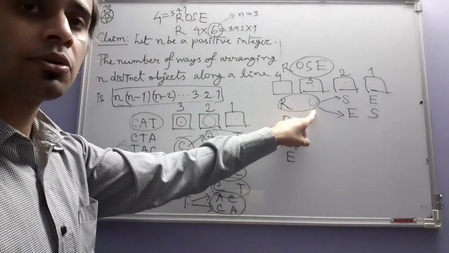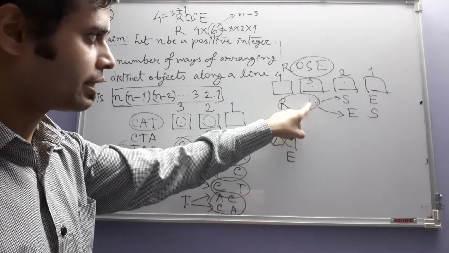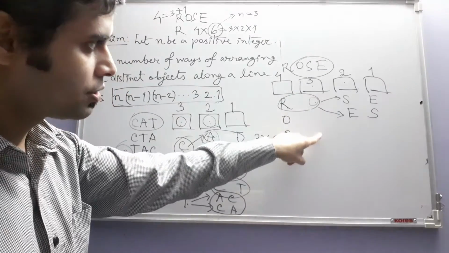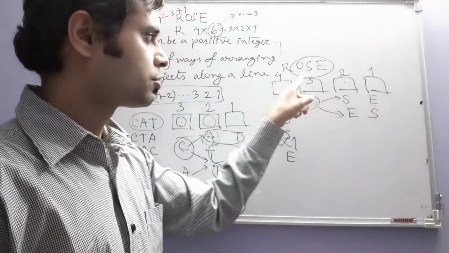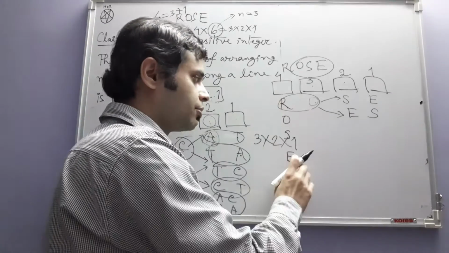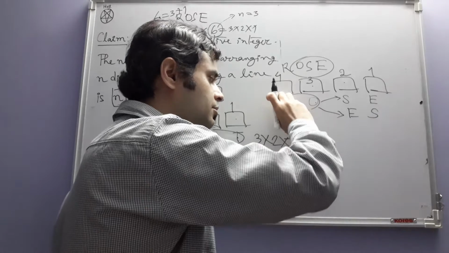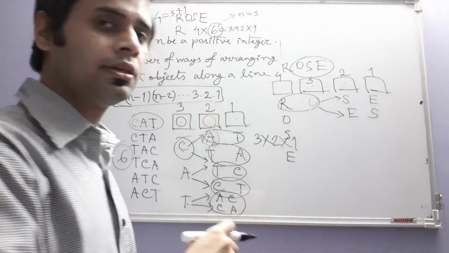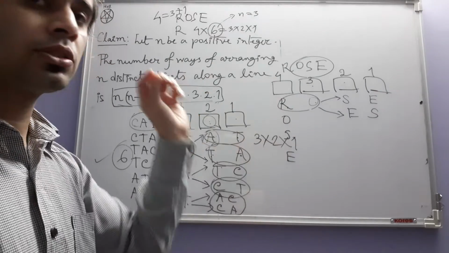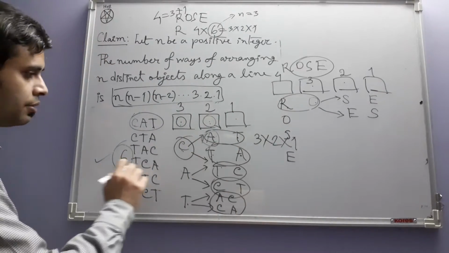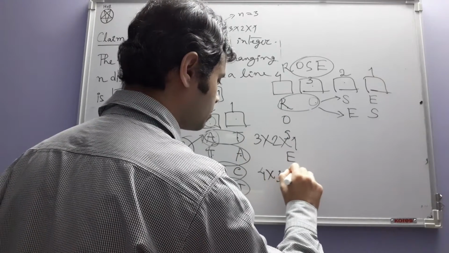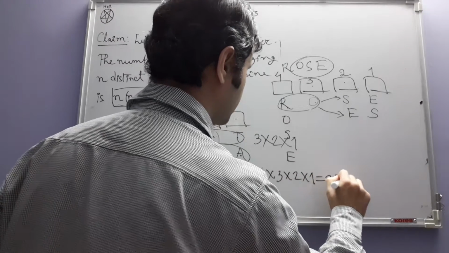But this is not the only case. In place of O, I can have S or E, and for each such I will have 2. So 3 times 2. But that's not all. I can change R also. So for each such change I am getting 6. 3 times 2, 3 times 2, 3 times 2 and 3 times 2. 4 times 3 times 2. So that's why I get 24. 4 times 3 times 2 times 1 is equal to 24.